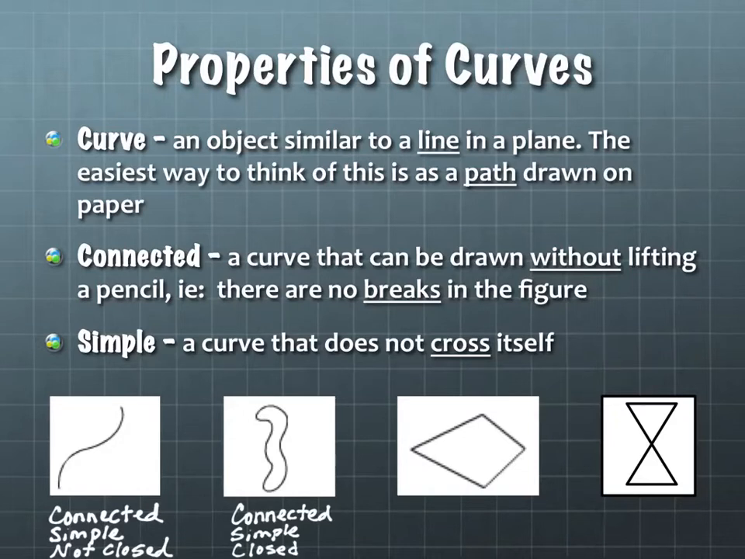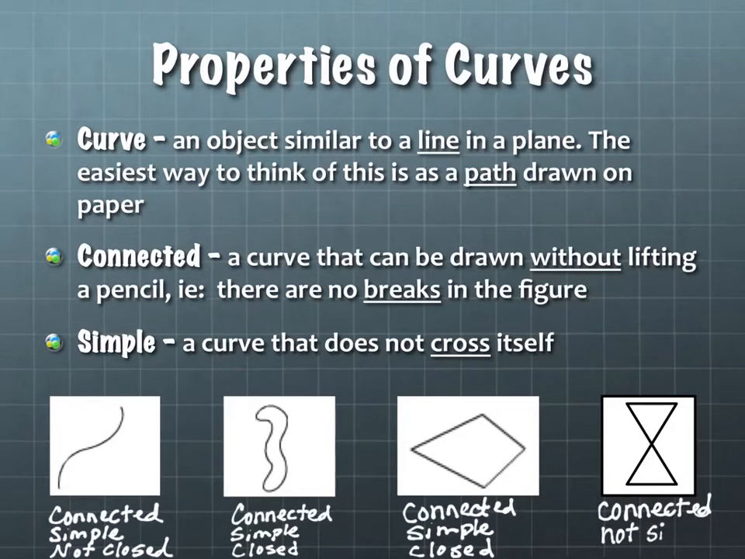How about the next one? Is it connected? Yes. Is it simple? Yes. Is it closed? Yes. And our last one, is it connected? Yes. Is it simple? No. It is not simple. Remember, simple means it doesn't cross over itself, and this one does. Is it closed? Yes.